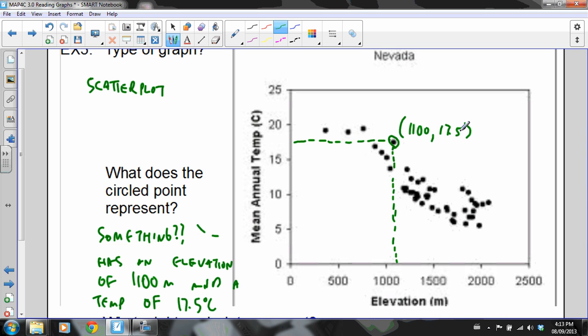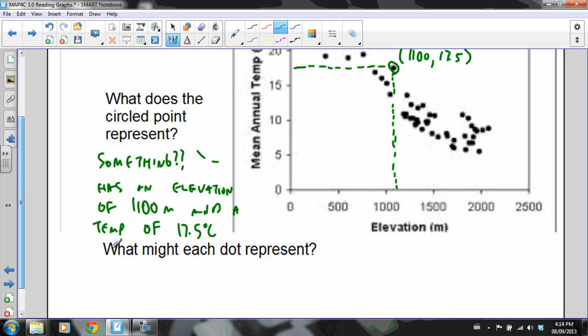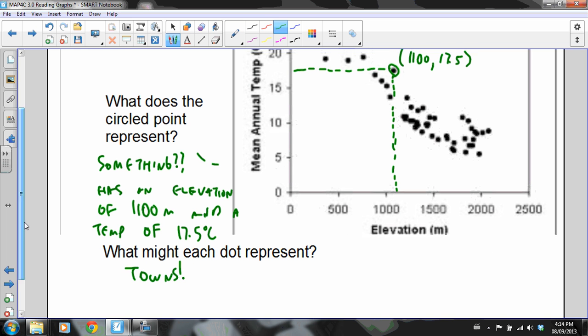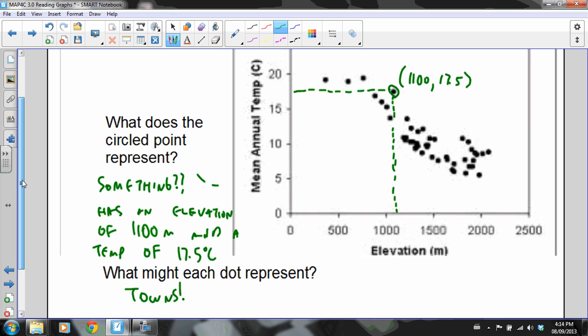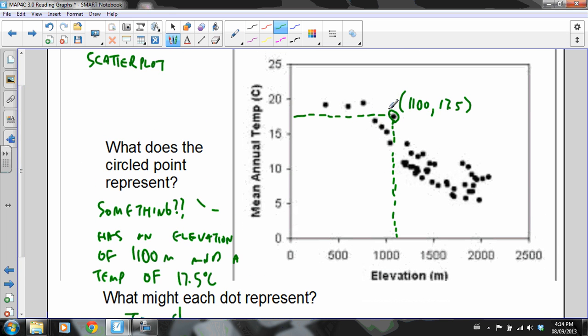The question here is what might each of these dots represent? Well, we got the state Nevada. Maybe it's towns. That might make sense, right? Each dot might represent different towns or cities in Nevada. Could be, could be anything. It could be weather stations or mountains or big trees or who knows. But probably like towns or cities. And this is a scatter plot of the relationship between elevation and mean annual temperature.